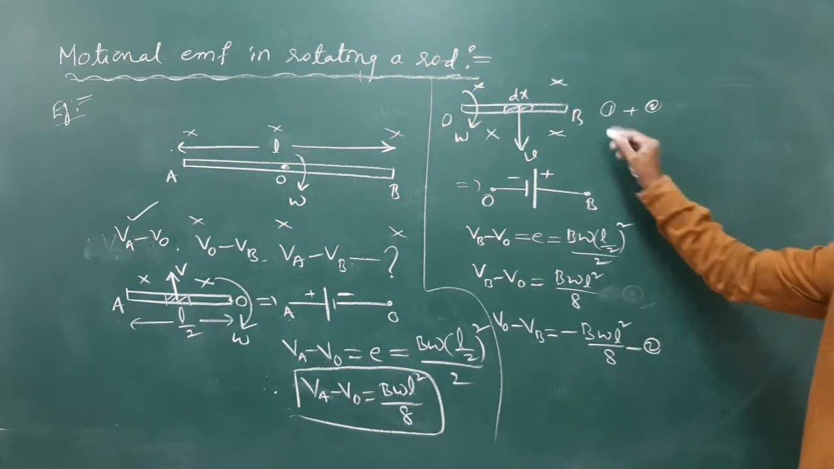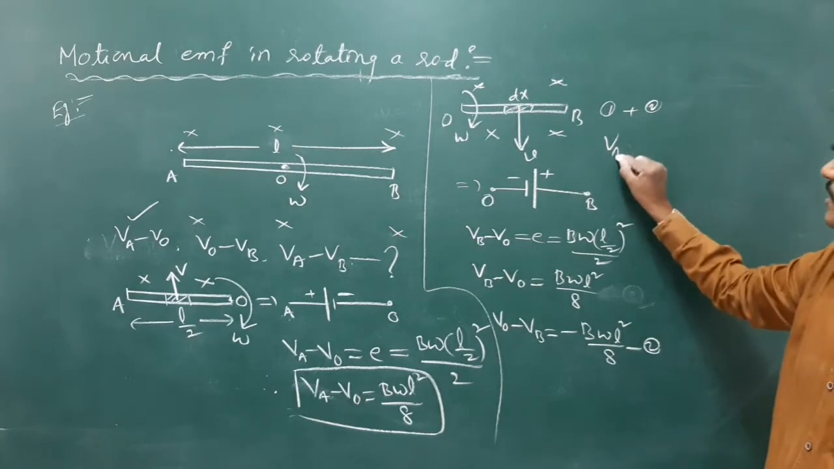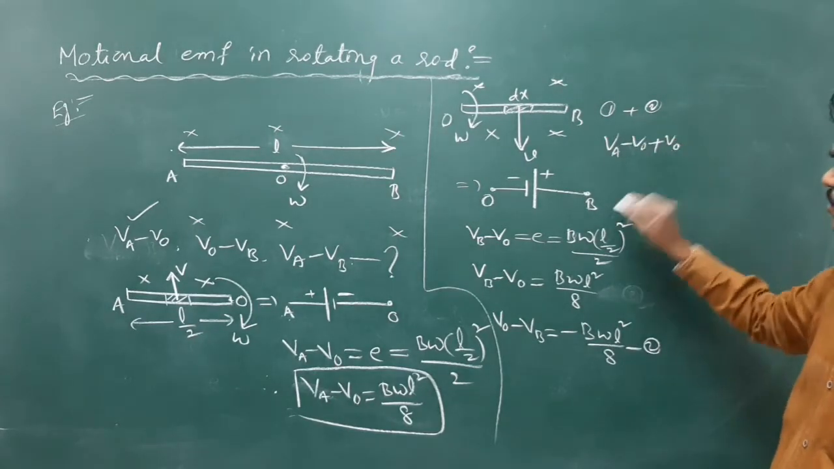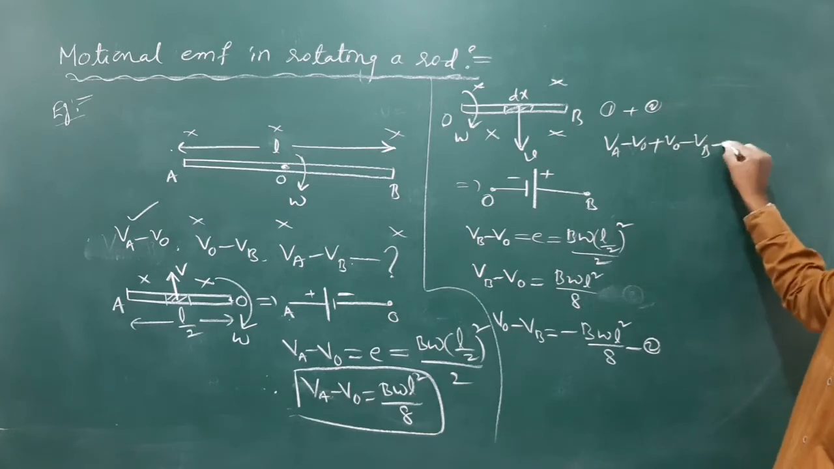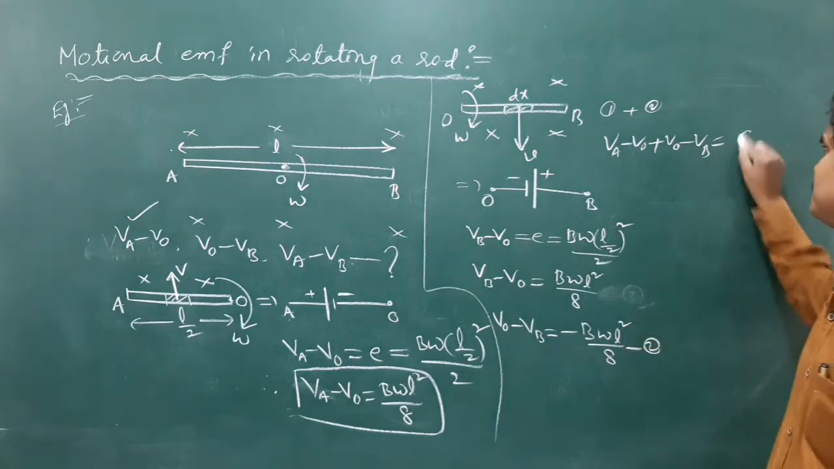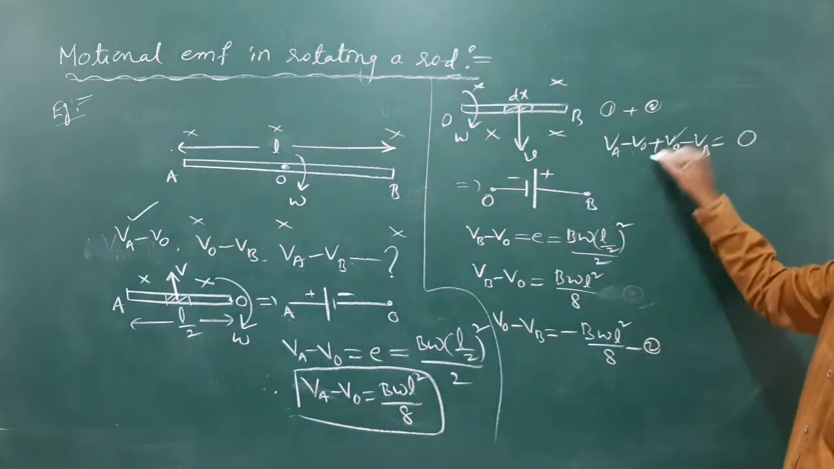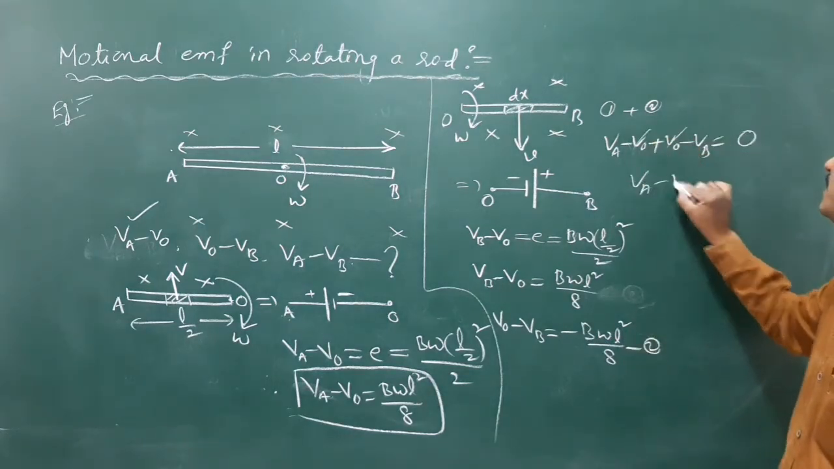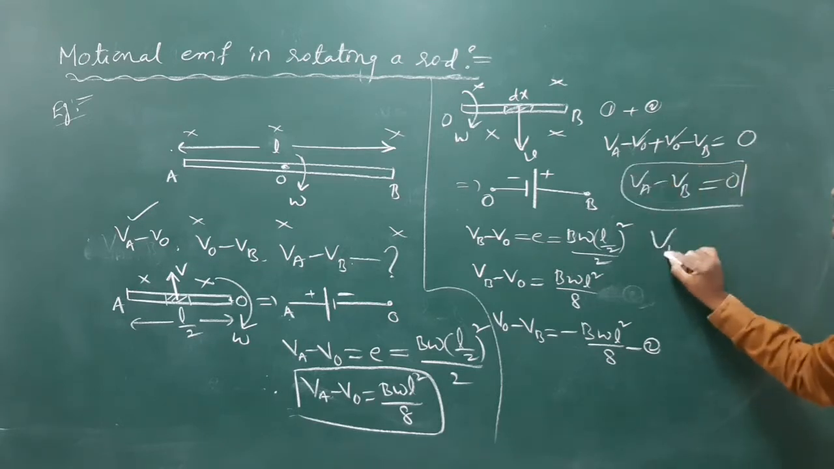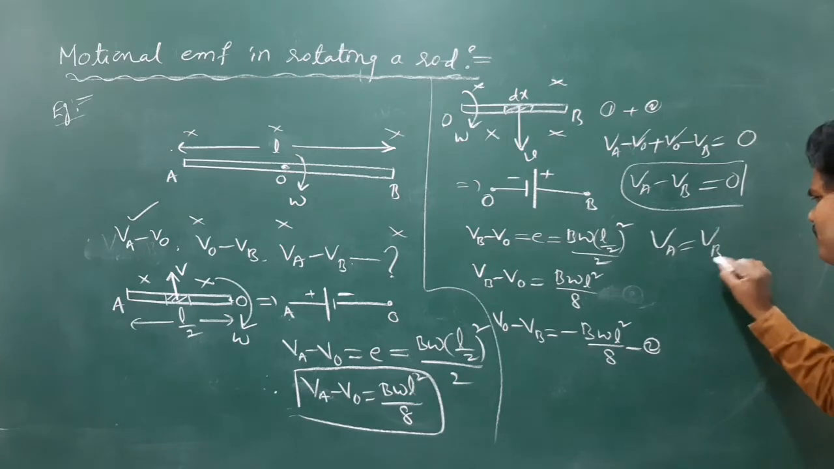Add it. So if I add, what is it? First one, VA minus VO plus VO minus VB, and I am adding. So B omega L square by 8 minus B omega L square by 8 is 0. So how much is VA minus VB? VA minus VB becomes 0. That means VA is equivalent to VB.